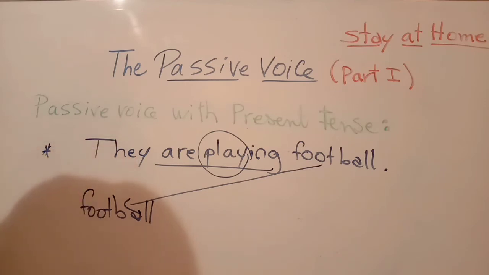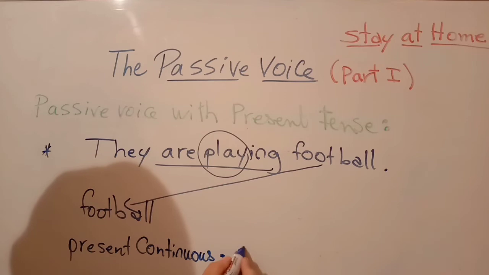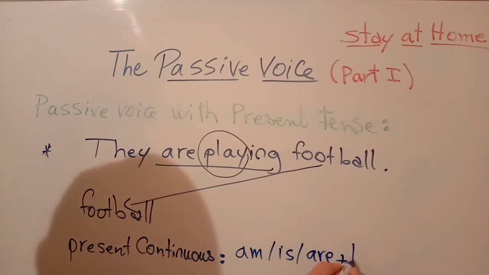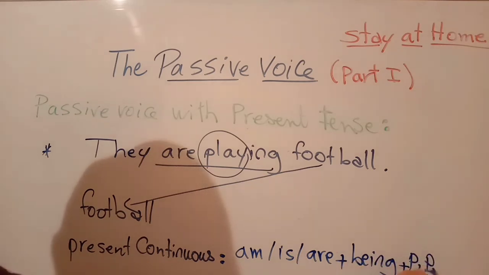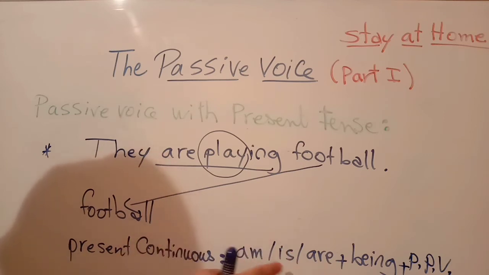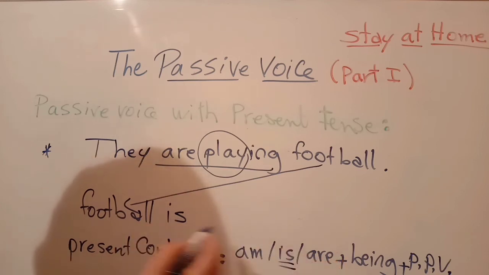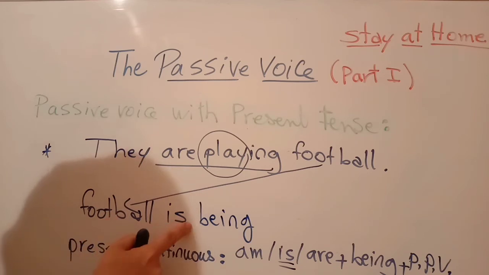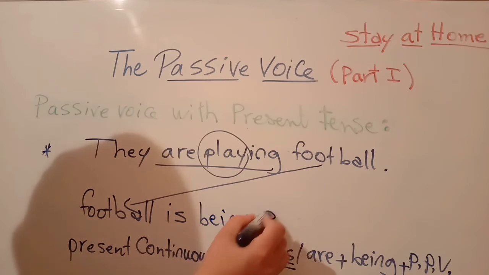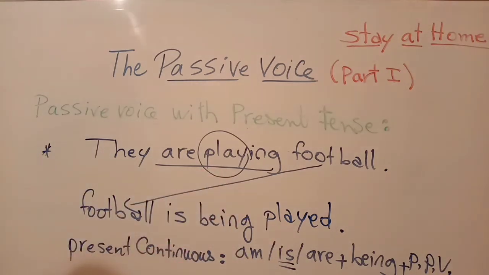It's present continuous, okay? So when the verb is present continuous, the passive voice becomes is, are, plus being, plus past participle of the verb. So football, we need the verb to be either is or are. So what are we going to choose? You have football. So it's, of course, is. Football is plus being, plus past participle of the verb: is being played. Full stop. Okay, since the subject is not known, as I told you before, there is no need to write by them. So the passive voice is football is being played. Okay?